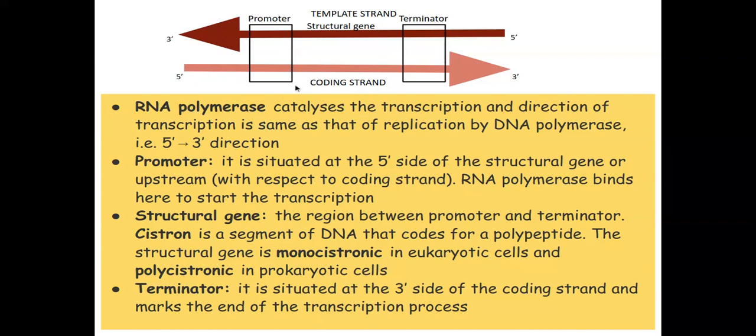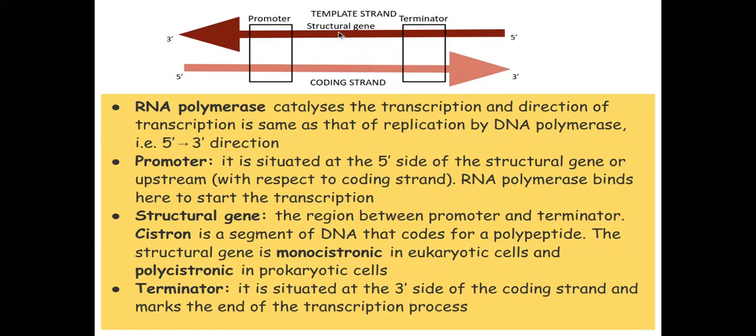Please remember that this position is given with reference to the coding strand. So when we say it is at the 5 prime end, it is with respect to the coding strand. Similarly, the terminator is said to be at the 3 prime end of the structural gene. This reference is also given with respect to the coding strand. Now this structural gene is in between the promoter and the terminator.